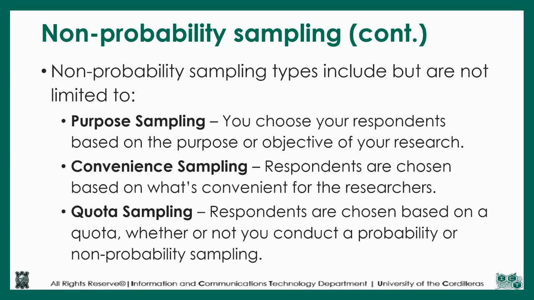Lastly is quota sampling. Respondents are chosen based on a quota, whether or not you conduct a probability or non-probability sampling. So this is more of if you have a set criteria. I want to interview 5 people from each department, from each strand. So whether or not I use probability or non-probability sampling does not matter as long as I can meet that quota.